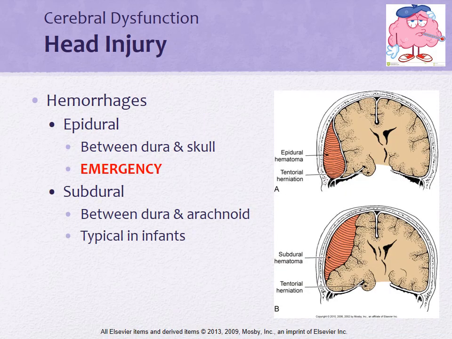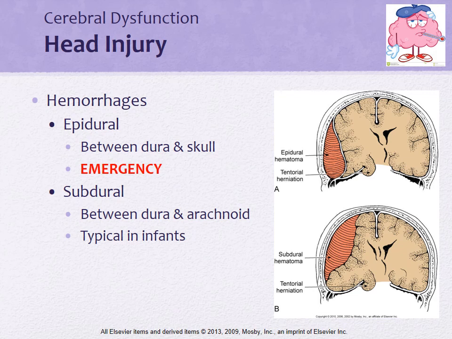Other important aspects of head injury are hemorrhages that can occur from the injury itself. There's epidural hemorrhage and subdural hemorrhage. An epidural hemorrhage occurs between the dura and the skull, and you can see that to the right on that A picture. It is an emergency because an epidural hemorrhage is an arterial bleed and it rapidly expands. So it's going to happen quickly and you're going to start having those increased intracranial pressure signs and symptoms pretty fast, and it's an emergency.